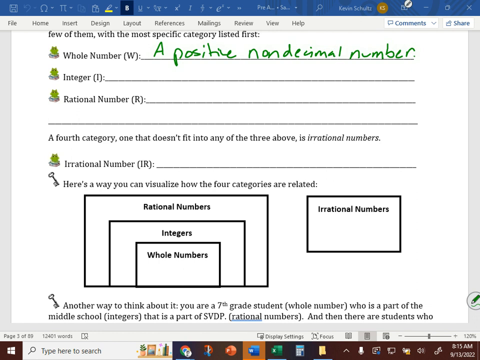How about integer? What is an integer? Anybody? Okay. An integer is a positive or negative non-decimal number. So including all the whole numbers, an integer can also be negative. -1, -2, -3, -4, right?